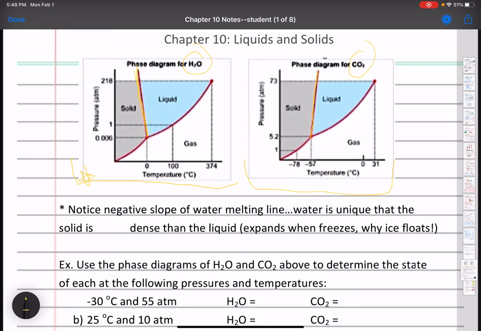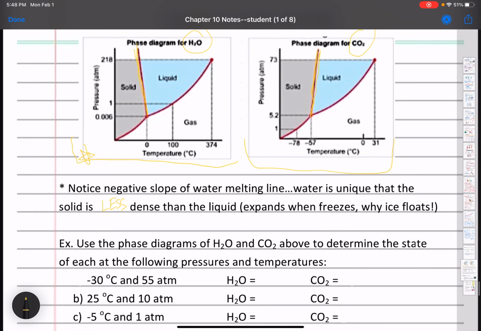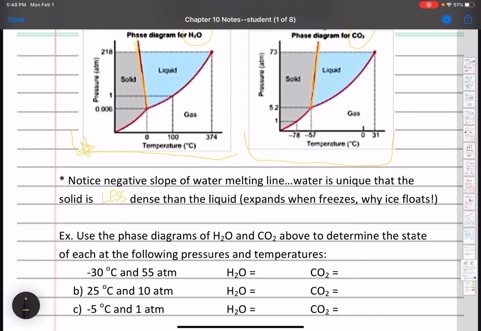And that's because water is a pretty unique substance in that its solid is actually less dense than the liquid, which is why ice floats. In most substances, the solid is more dense. The molecules pack more tightly together in the solid state, and so it's much more normal to see this positive sloping line, but not in the case of water. Water's pretty special. So we're going to use these phase diagrams to answer the following questions.